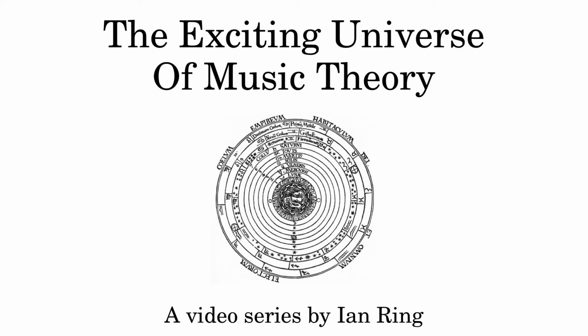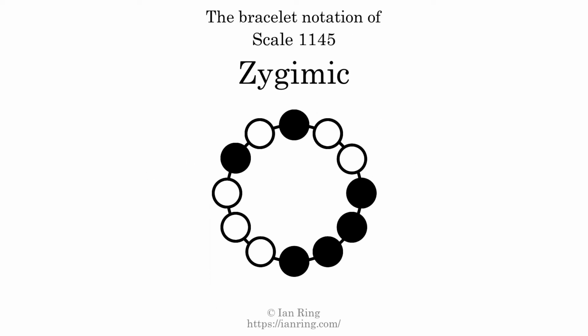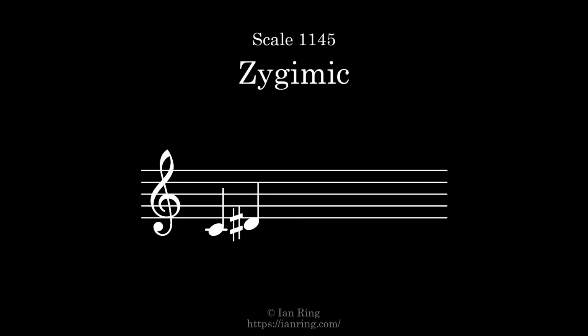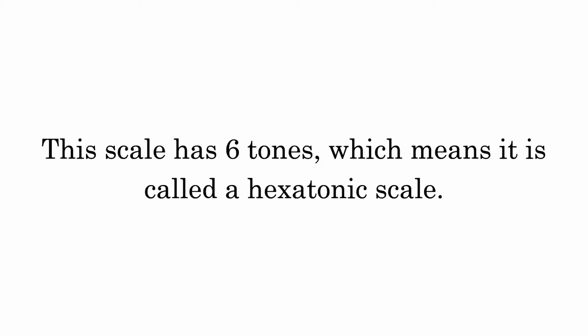Welcome to the exciting universe of music theory. Are you ready to learn? Then let's begin. Today we will talk about scale 1145, Zygimic, which sounds like this. This scale has 6 tones, which means it is called a hexatonic scale.